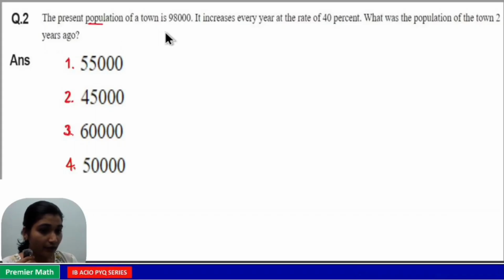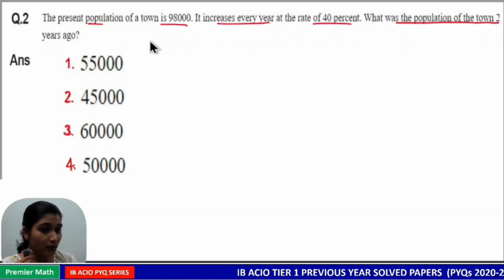The present population of a town is 98,000. It increases every year at the rate of 40%. What was the population of the town 2 years ago?